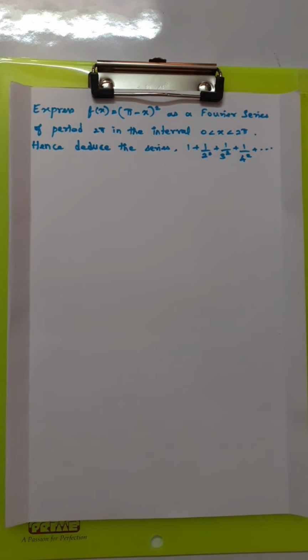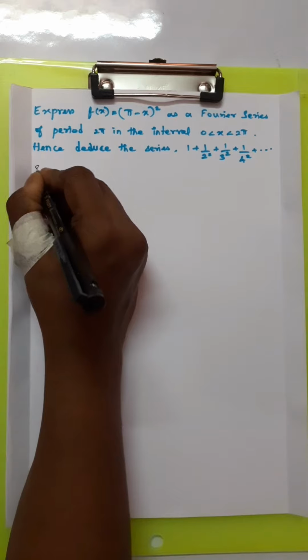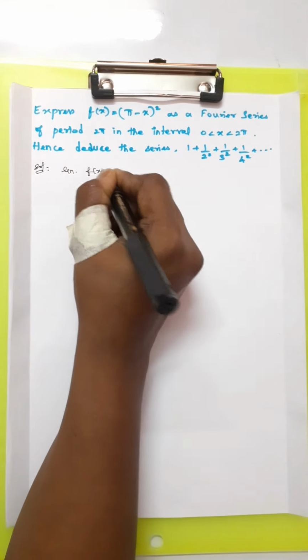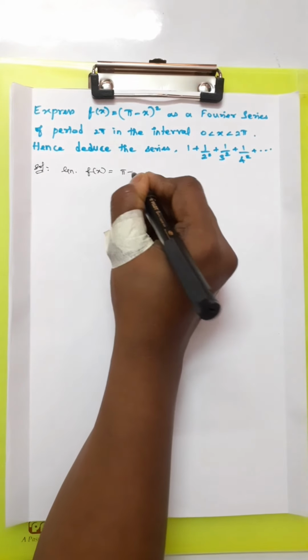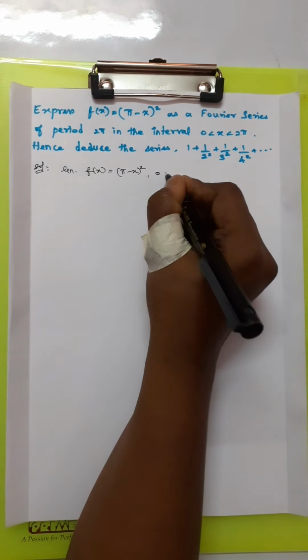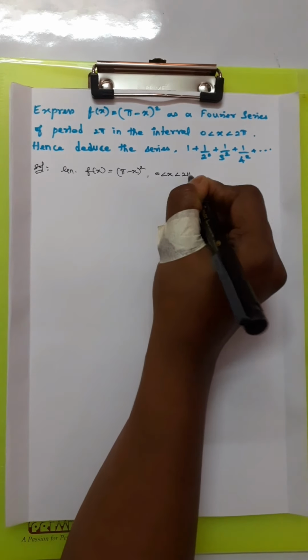That is, we have to express the given function pi minus x the whole square as a Fourier series, and the limit of the variable x is 0 to 2 pi. Period is 2 pi and the interval is 0 to 2 pi. So solution. So given f of x is equal to pi minus x the whole square and the limit of the variable x is 0 less than x less than 2 pi.